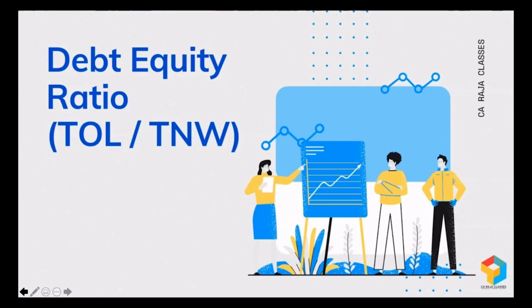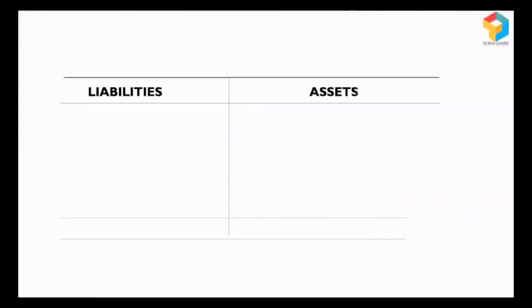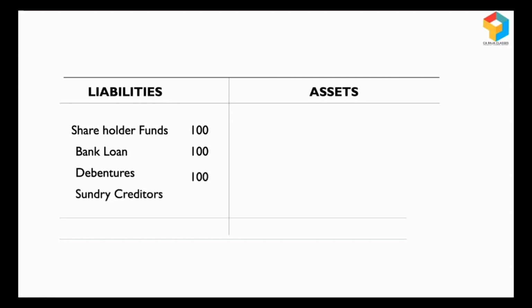Let's get started. Here also I'm going to use a balance sheet, and on the left hand side I've just mentioned as liabilities, but it is equity and liabilities. Okay, now listen. This business has raised 100 million from shareholders. From bank it has raised 100 million, debentures 100 million, and from sundry creditors 200 million. It means totally this business has raised 500 million.